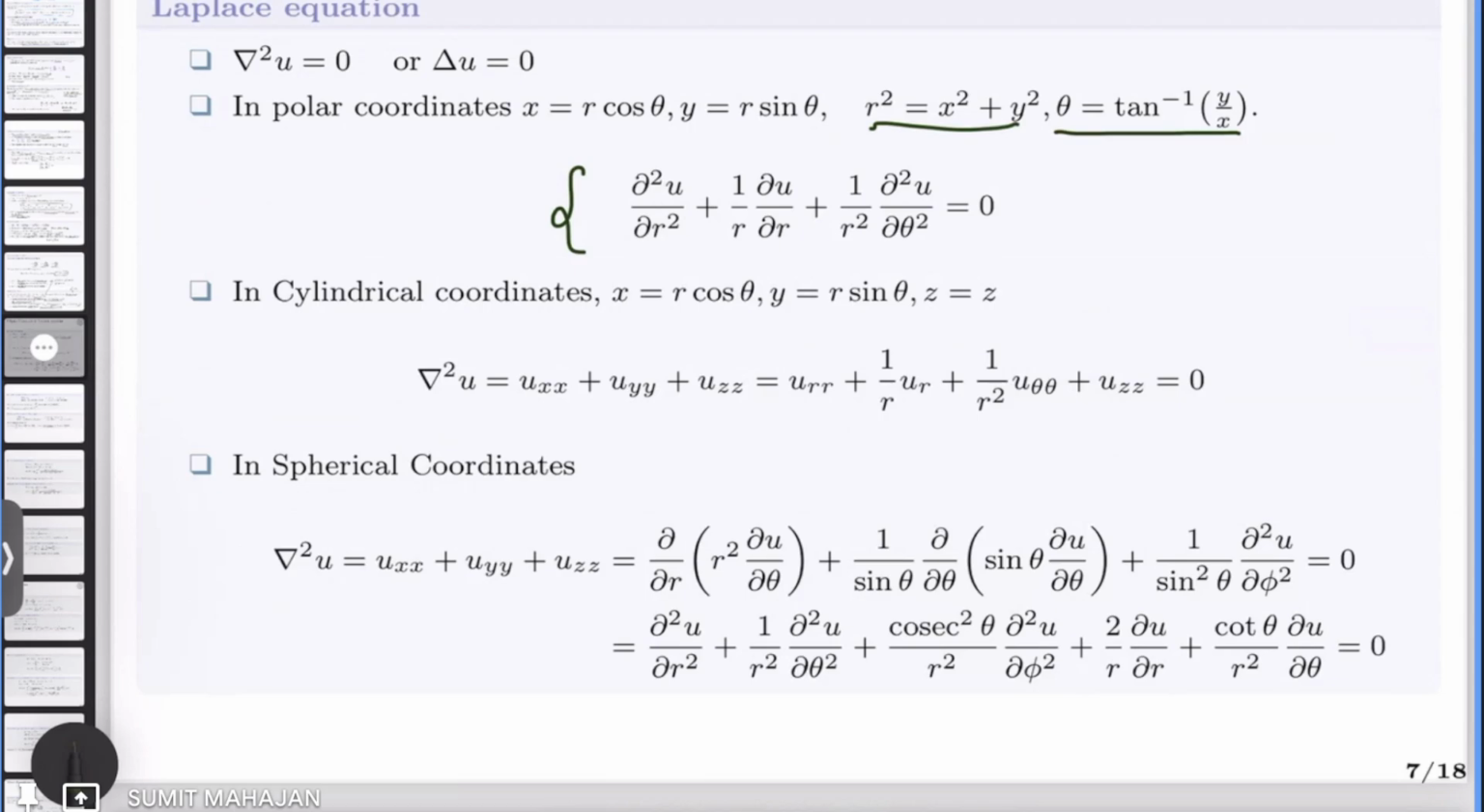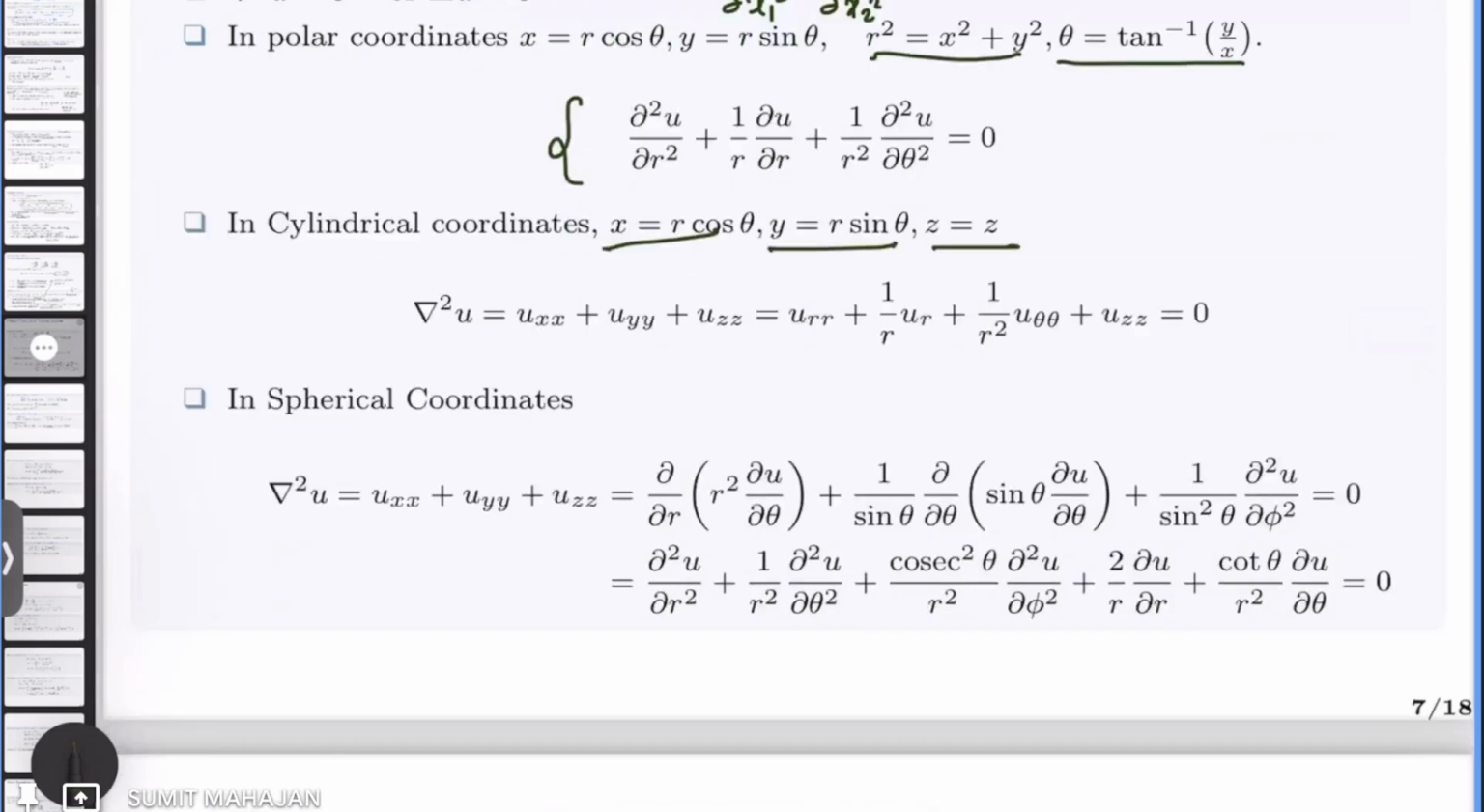And in the n-dimensional case, del square u is equal to del square u upon del x1 square plus del square u upon del x2 square. Depending on the dimension, if it is 2 dimensions, then only 2 terms. If it is 3 dimensions, then there will be a third term also, del square u upon del x3 square, equals 0, right? So in the cylindrical coordinates, what do we have? x equals r cos theta, y equals r sin theta, z equals z. So in that case, this is the corresponding equation, the Laplace equation in cylindrical form.